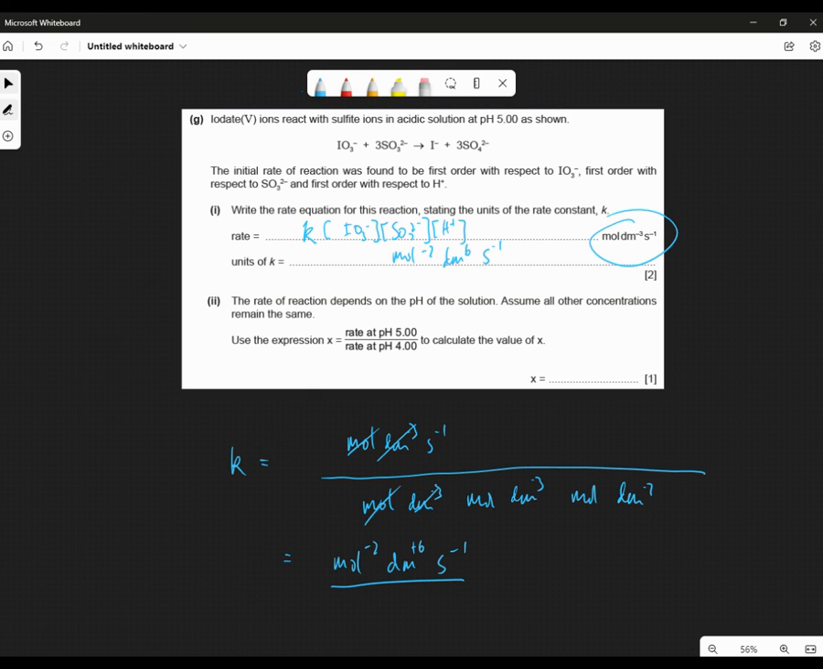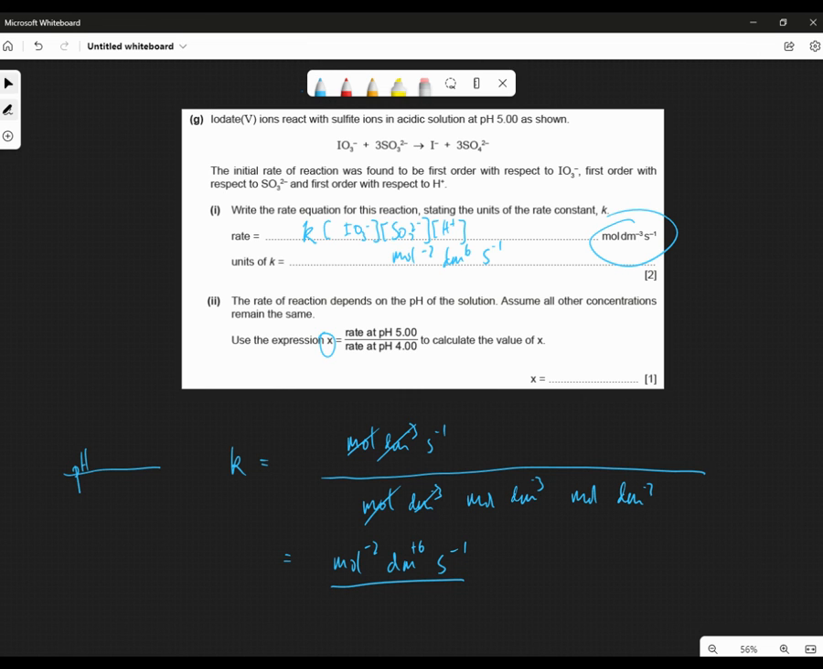The rate depends on the pH of the solution. Assuming all other concentrations are the same, the rate of that is equal to the rate of this. Well, we have to calculate x, don't we? The rate of that over the rate of that. Everything's going to cancel apart from the pH 5 and the pH 4.